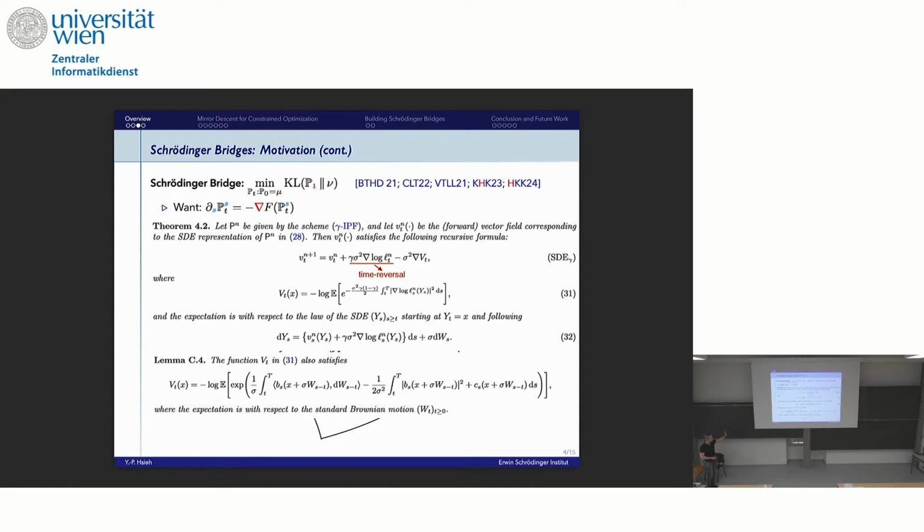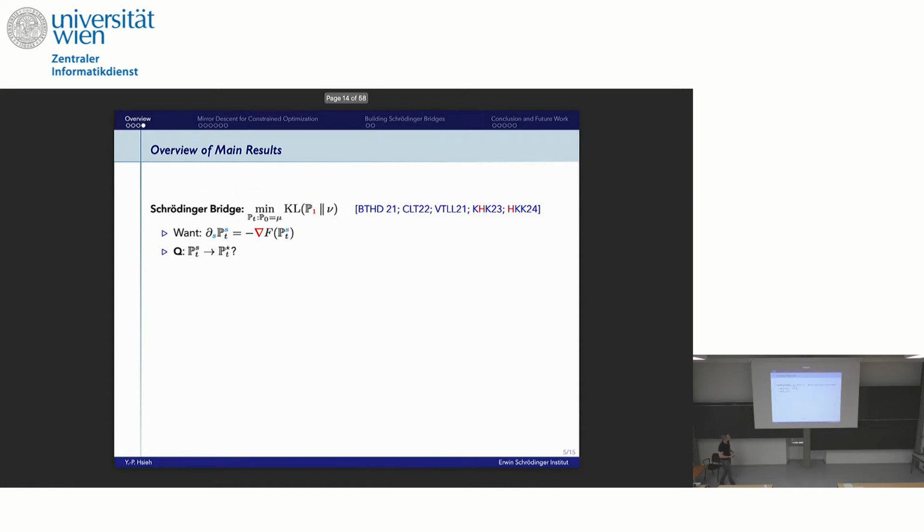Okay, so for the moment, forget about this complicated math. Let's go back to the optimization problem that we care about, the Schrödinger bridge, and we want some convergent algorithm.